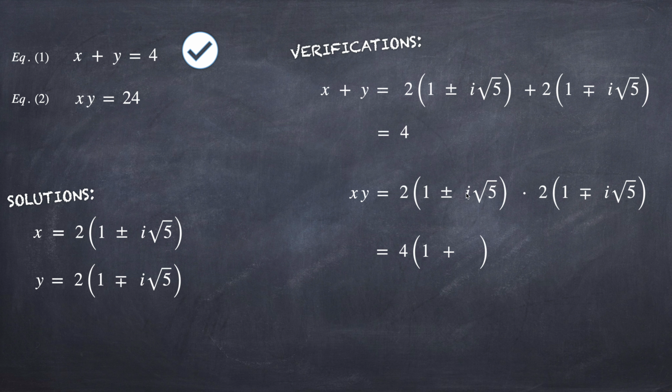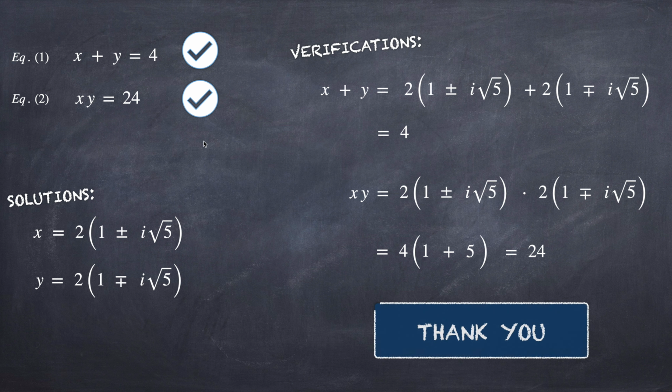And when we multiply this term by this one, we will get i squared times 5. i squared is negative 1. So we get as a solution minus 5. And for the upper solution, we get another negative sign here, and for the lower solution, a negative sign as well. So the result is positive 5. So we get here 6 times 4 equals 24, verifying the second equation.